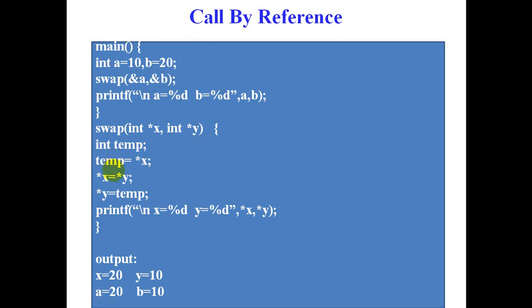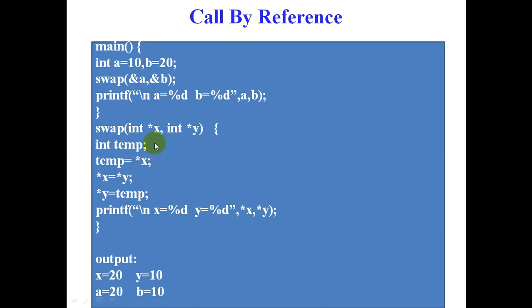Now next is *x equal to *y, that is, pointer x equal to pointer y. So the value stored in pointer y will be sent to pointer x. Next is *y equal to temp;. So the value which is stored in temp will be sent to pointer y. Okay, so now we will see. In the previous slide I explained that this pointer y is nothing but the value of a.